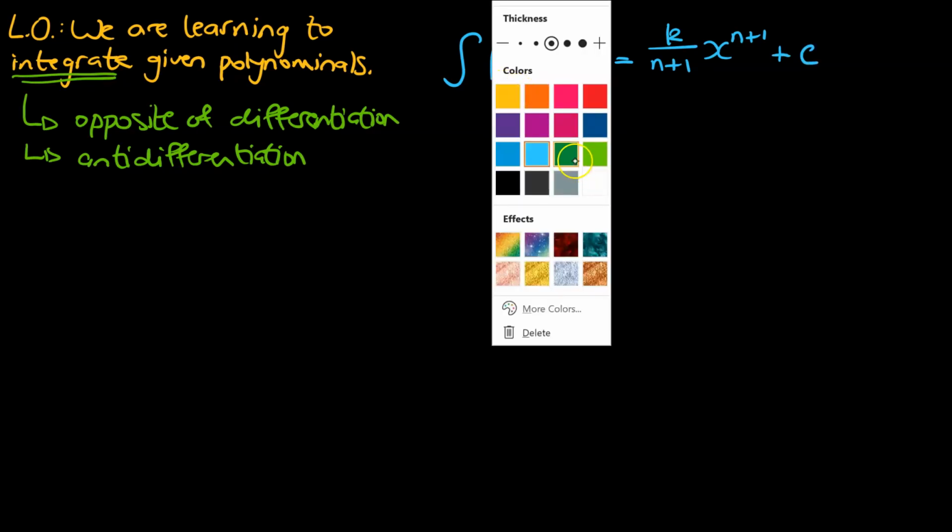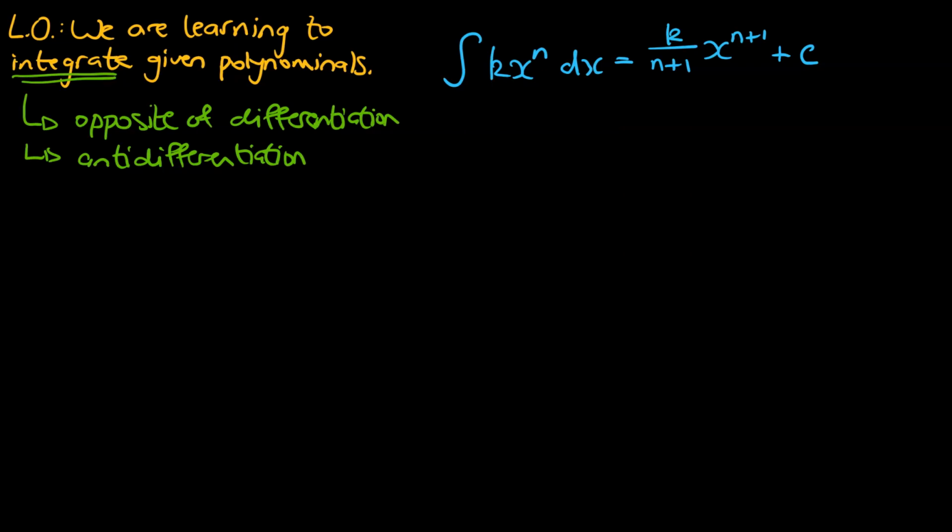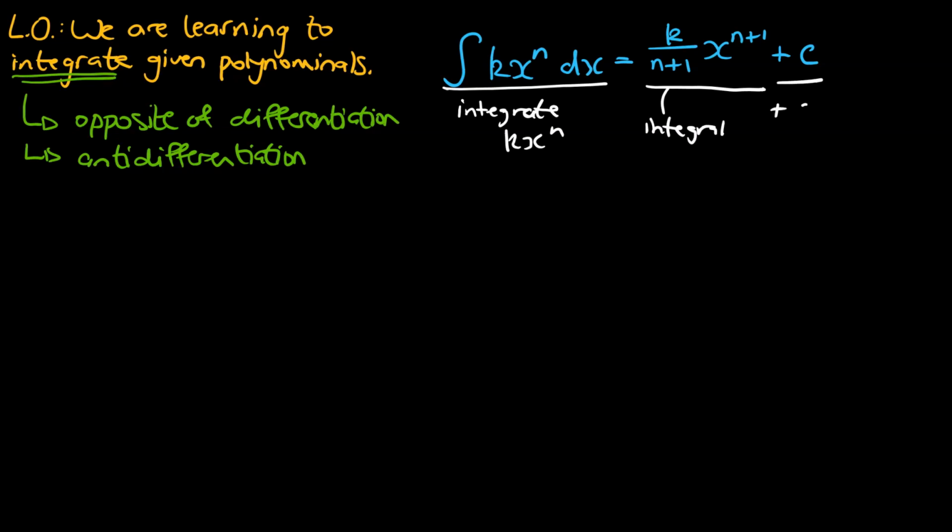So let's break this down into its parts. This here is saying to integrate kx to the power of n. This here is the integral. And this here is the plus constant that we set at the end of our equation.